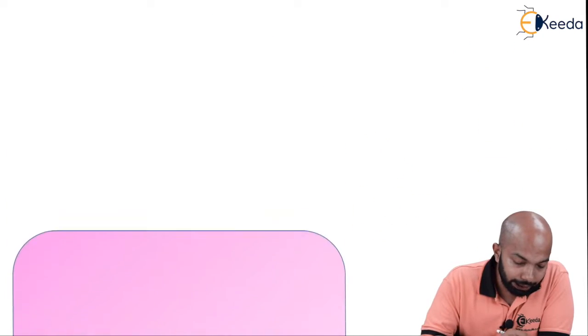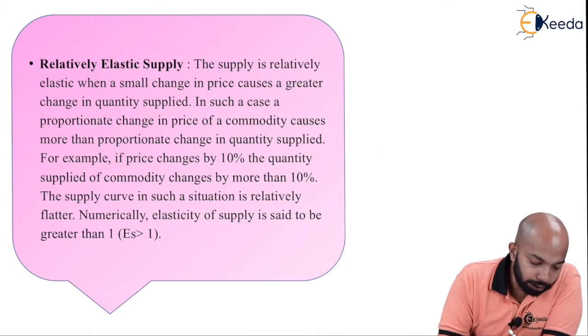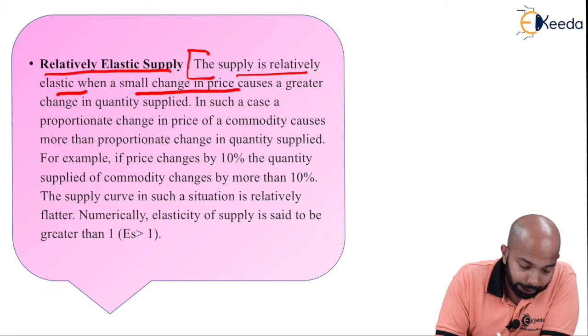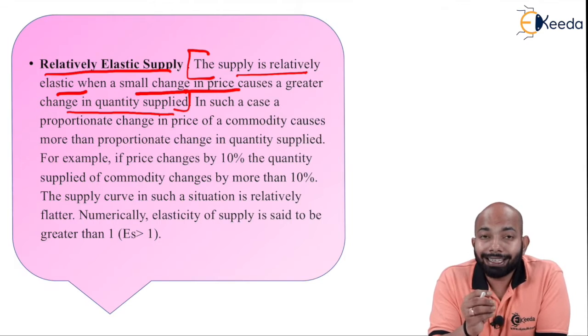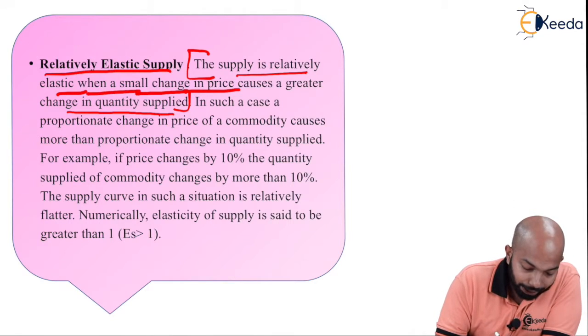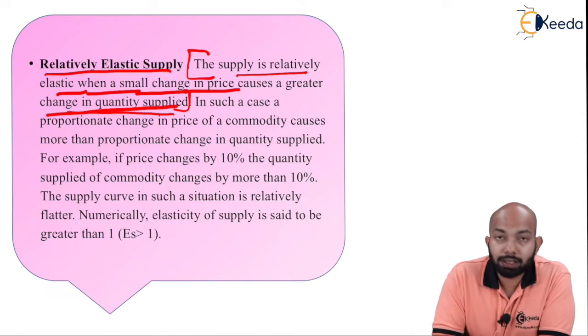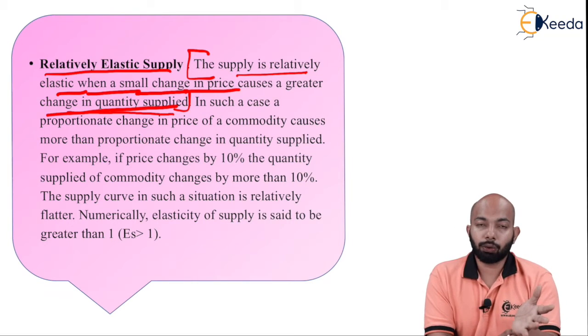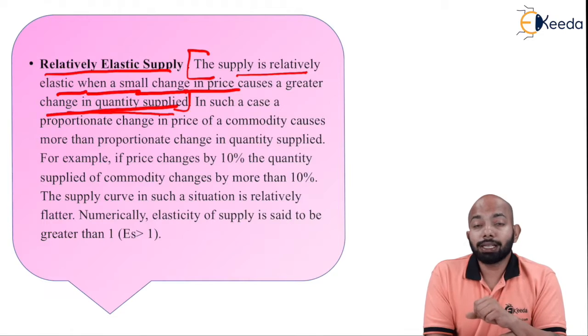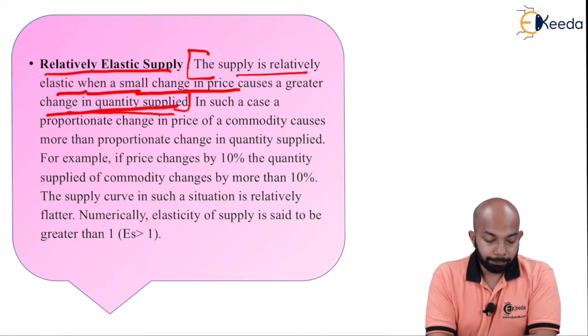Now, let's go on to the next concept that talks about relatively elastic supply. The supply is relatively elastic when a small change in the price causes a greater change in the quantity supplied. Perfectly, or rather relatively elastic, when do we call it? When there is a small change in the price that causes a greater change in the quantity supplied. If it is causing a greater change in the quantity being supplied because of the small change in the price, yes, that is known as relatively elastic supply.